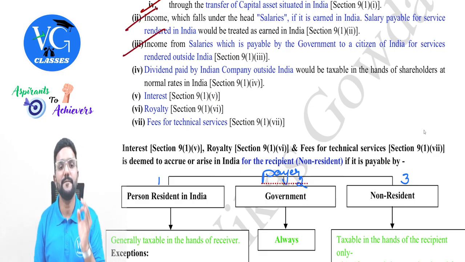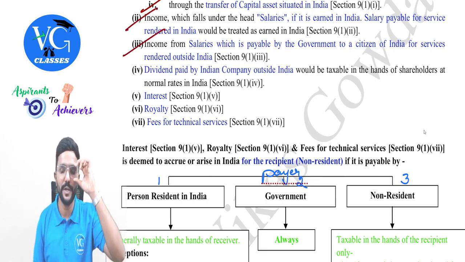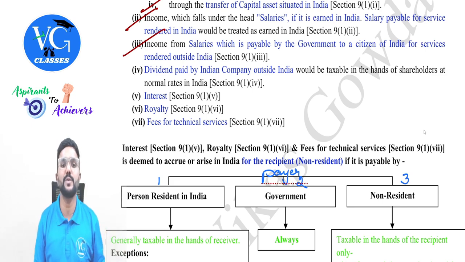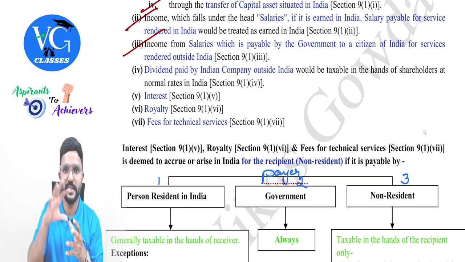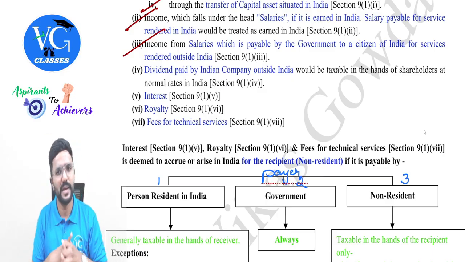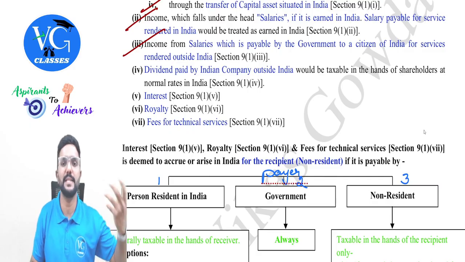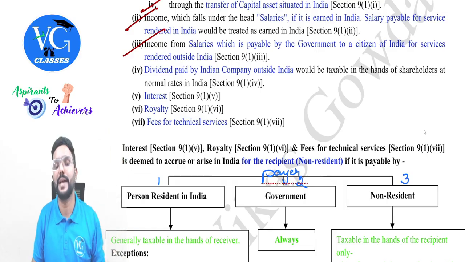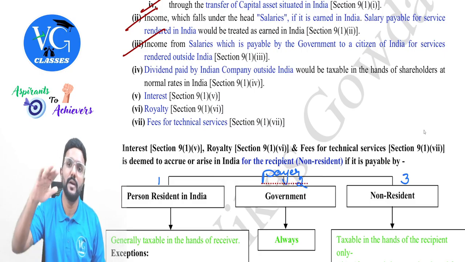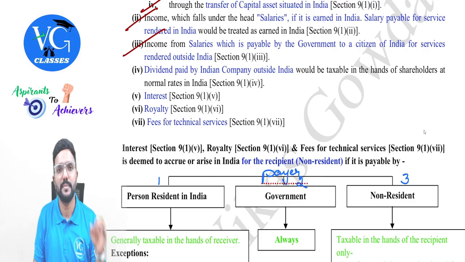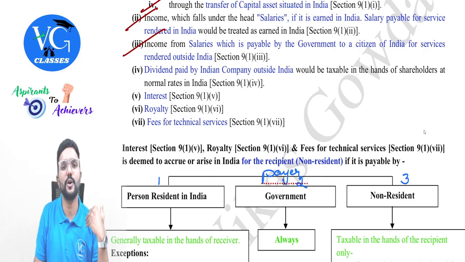Third, income from salaries which is payable by the government to a citizen of India for services rendered outside India. Now, many of the people will be working in Indian embassies, which are set up outside India, clear, or they would be working as a spy or insider for the Indian government, but they are working outside India. Yes, sir. So they are an Indian citizen for whom the salary is paid by the central government, but they are rendering the services outside India. But still, whatever salary is paid by the central government will be considered as deemed to accrue or arise in India.